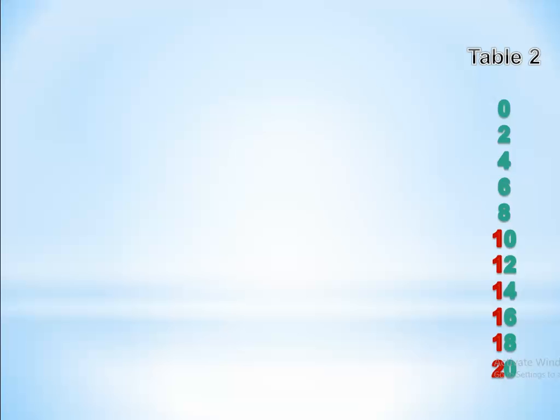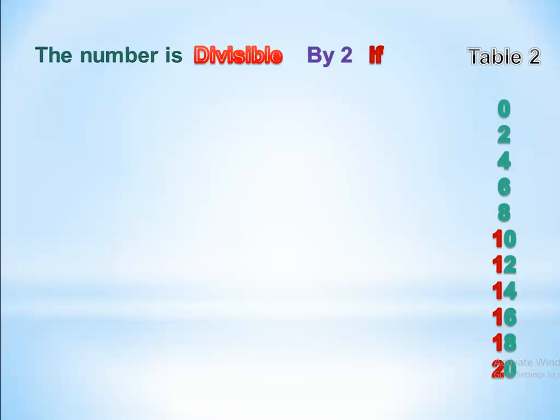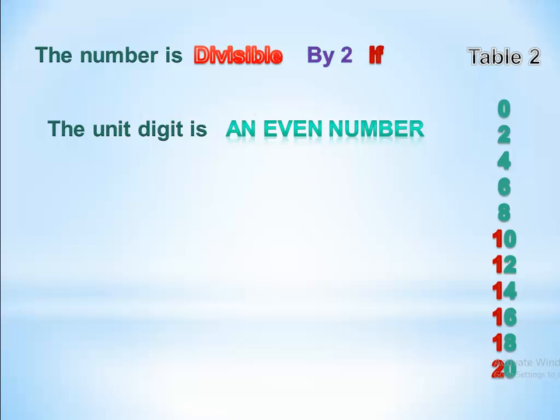So any number can be divisible by 2 if the unit digit is an even number. What are the even numbers? 0, 2, 4, 6, and 8.